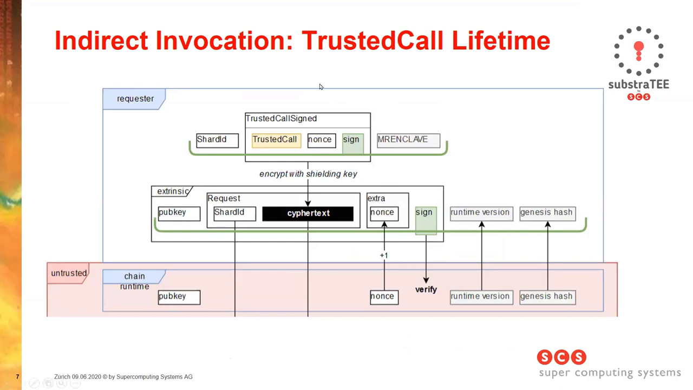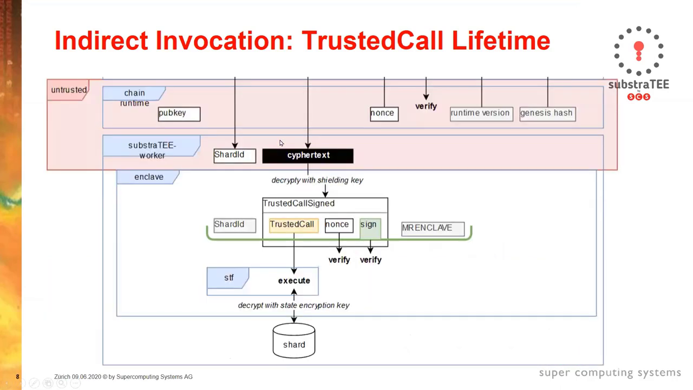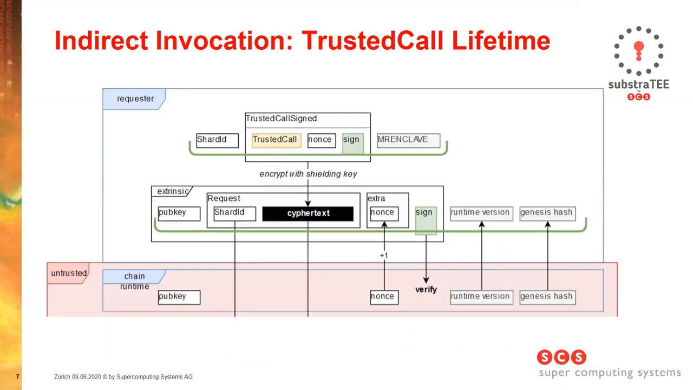So we have the requester side. We have a trusted call, and this is nothing more than an enum which has all the calls, all your pallet calls that you want to expose with SubstraTEE with their arguments. So a trusted call is nothing more than an enum with payload, and the payload is just the pallet call.